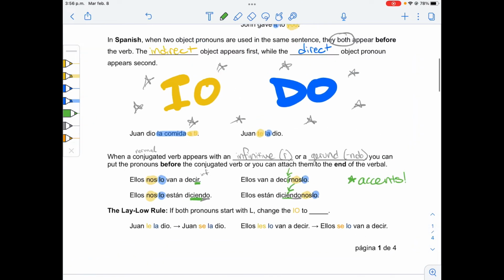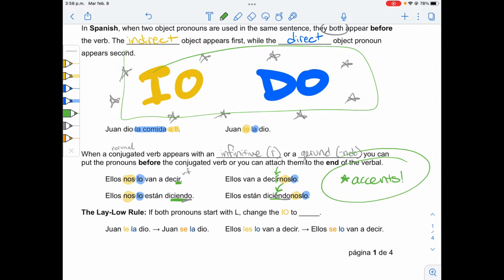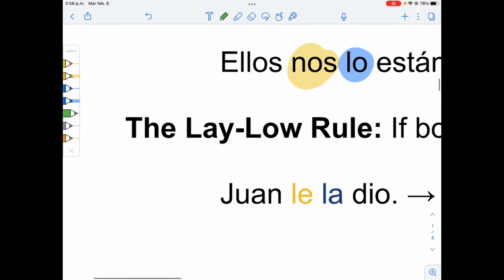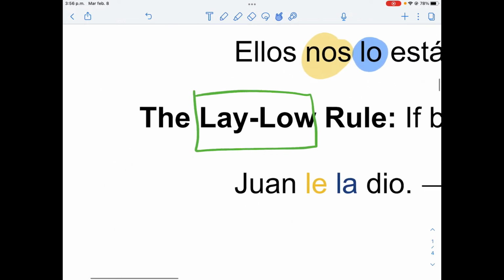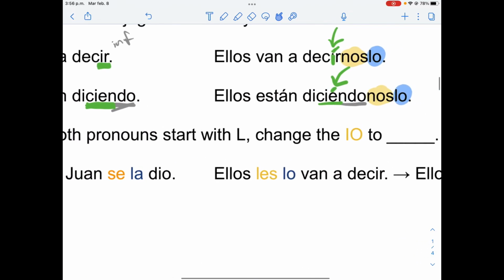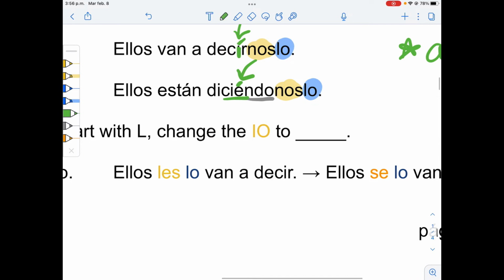And really those two together, that's the key idea. So we have IO and accents. But just kidding, there's one more key idea. There's actually three key ideas. Maybe the funnest one to remember is the lay low rule. Like, guys, when working with object pronouns, you've got to lay low. And here's what that means. If you have two pronouns that start with L, you need to change the indirect object pronoun to se.